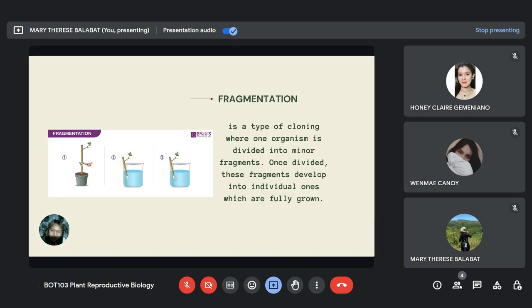Fragmentation is a type of cloning where one organism is divided into minor fragments. Once divided, these fragments develop into individual ones which are fully grown. So shown in the illustration is how to do a fragmentation. So first is by cutting it from the mother plant, and then the cut part, which is the shoot, will be placed in a container with water, and then after a few days or weeks it will produce roots.